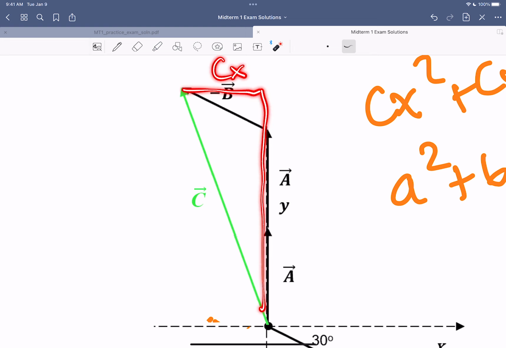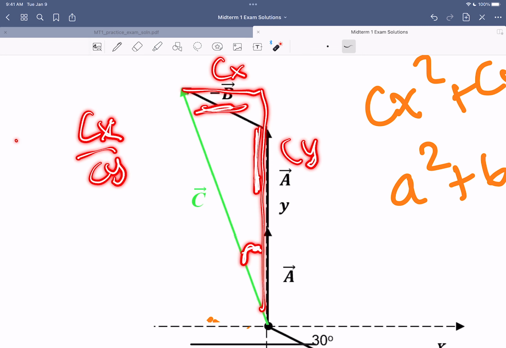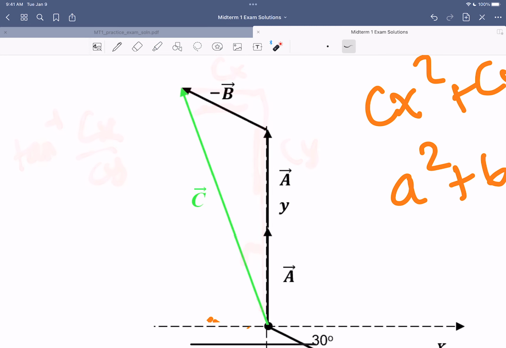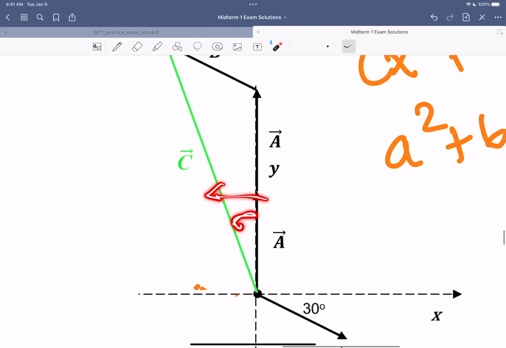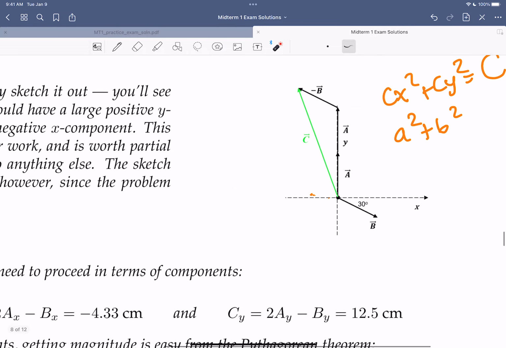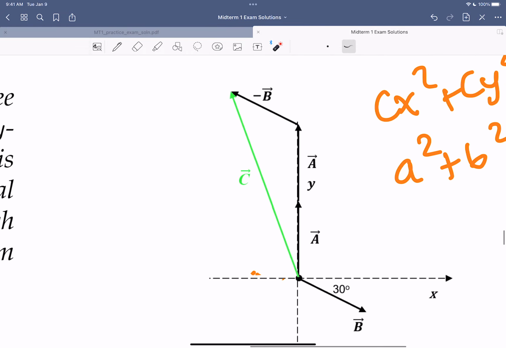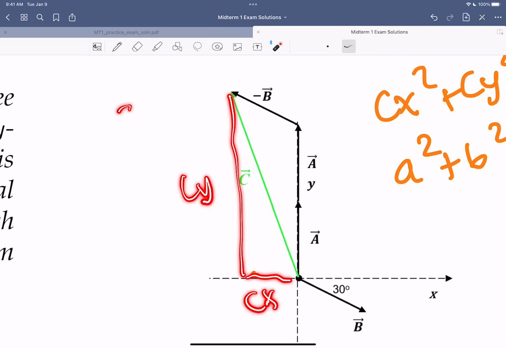Cx, cy like this. And your tangent is opposite over adjacent. So this is the angle here. This is opposite, and this is adjacent to the angle. So they did inverse tangent of cx divided by cy, and that gives you the angle right here. That's going to be the angle west of north, right? Now you could also take inverse tangent of cy divided by cx, cy over cx, and that would give you this angle right here.